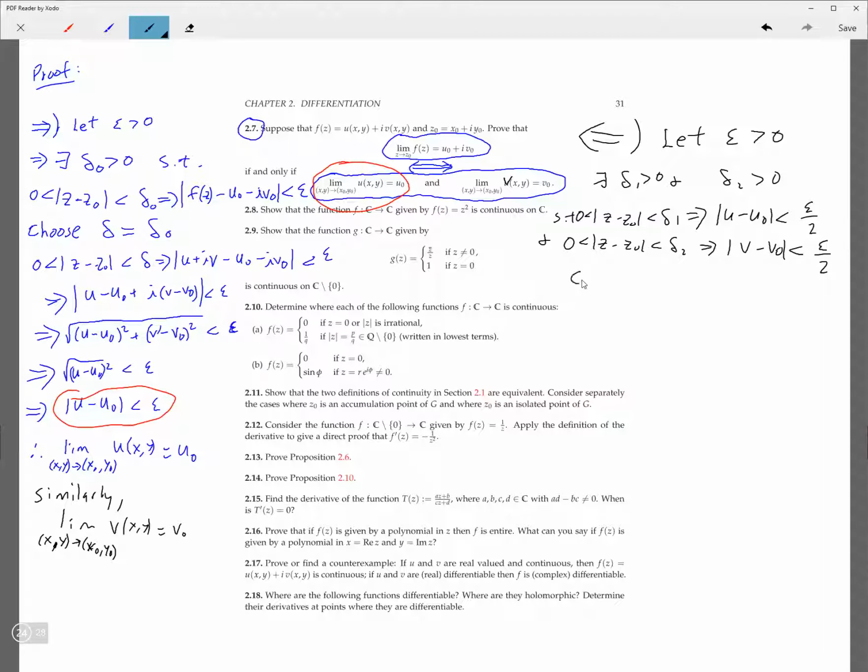Okay, and then what you're going to do is choose the overall delta to be the minimum of these two deltas. So delta 1 and delta 2. Right. So this one implies that both of those are true.